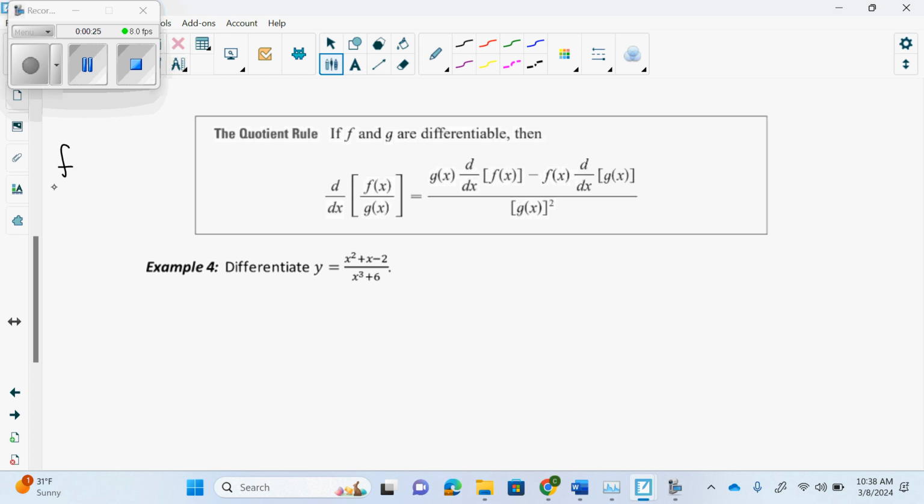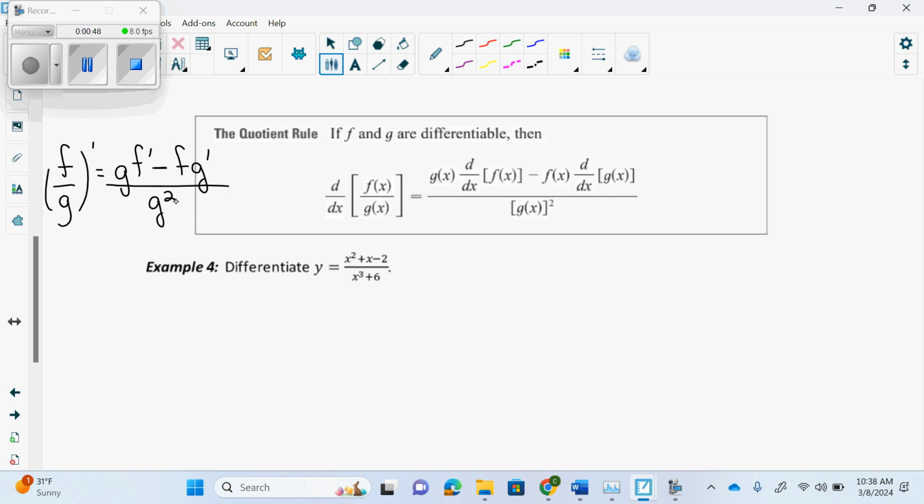F over G, prime, equals GF prime, which is why I made you write the product rule in this form. It's GF prime minus FG prime, so the only difference is there's a minus sign between them, and you have a G squared on the bottom. So it doesn't make it that much more crazy. It's still the same things.